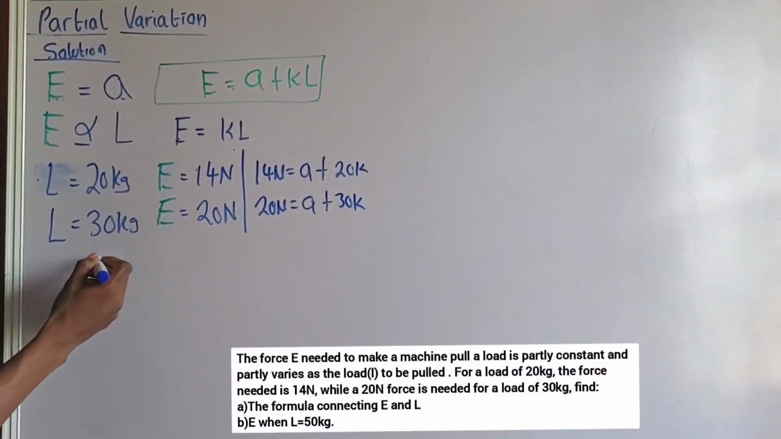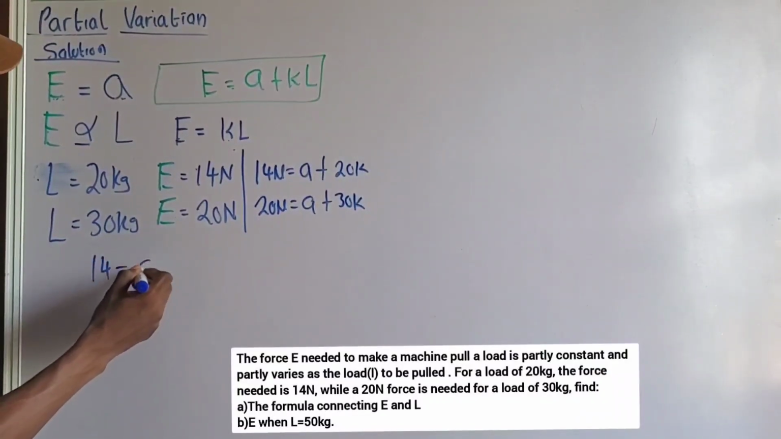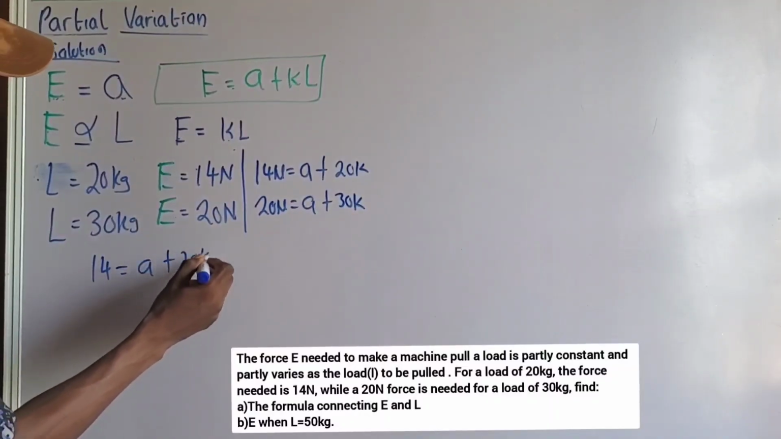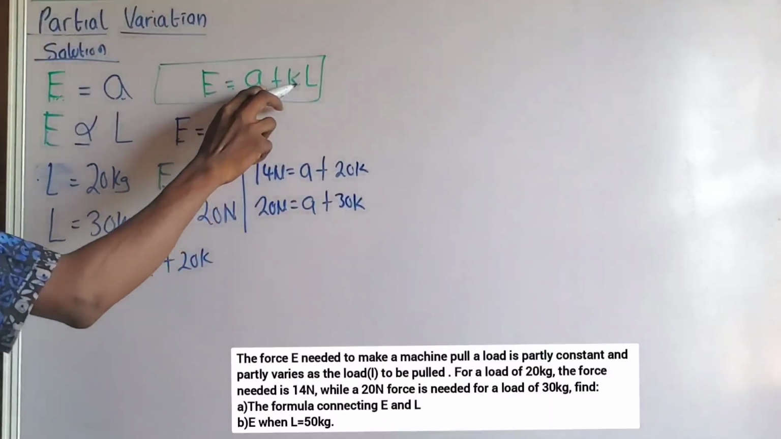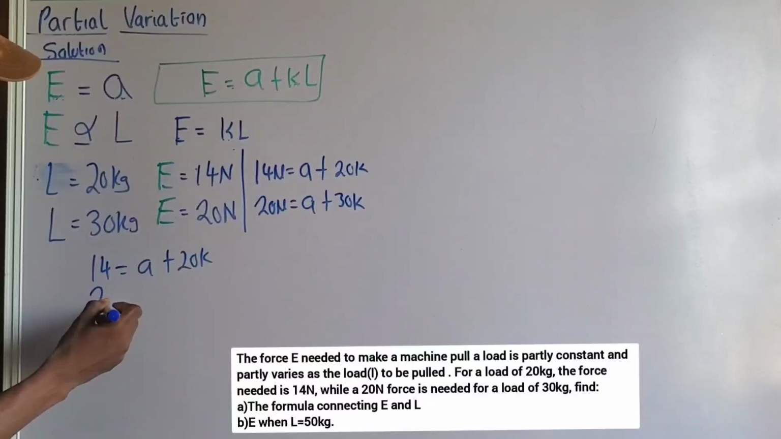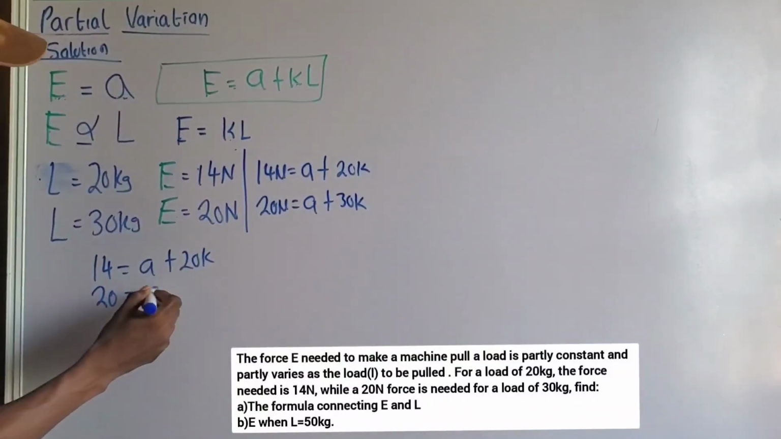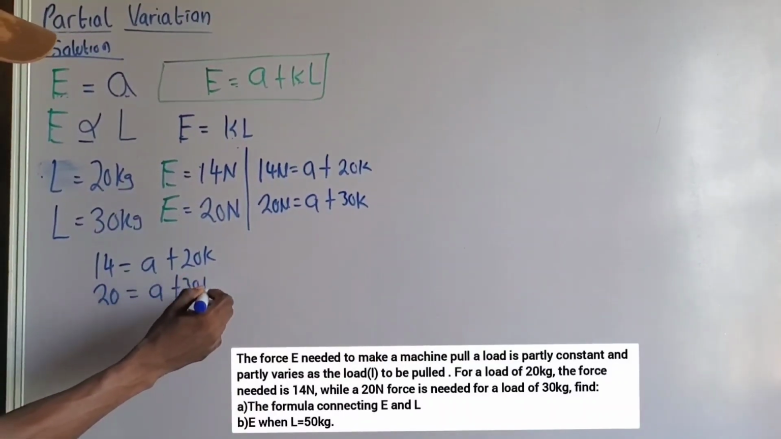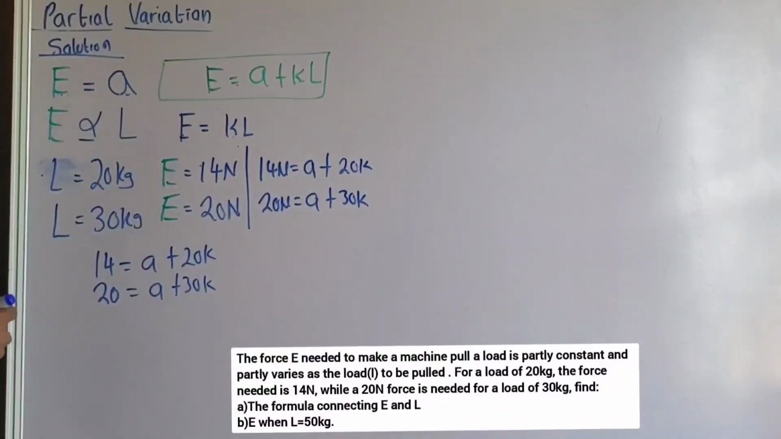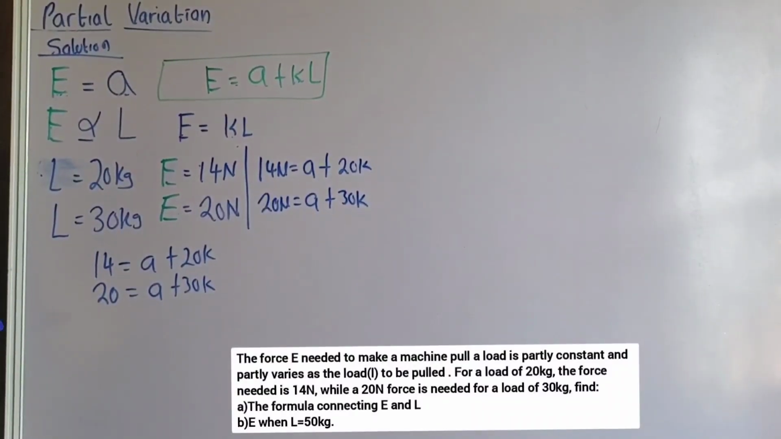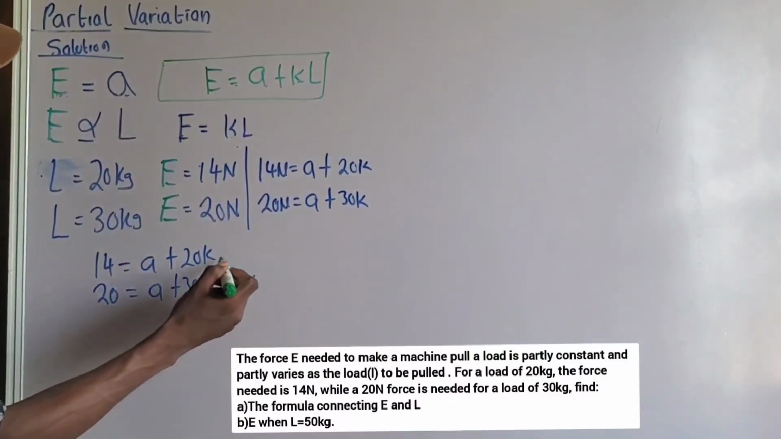I'm going to have 14 equals A plus 20K. This K that you see here is this. Are you getting it? And for the second one, we are going to have 20 equals A plus 30K. Okay, now we can solve these equations simultaneously to get the value of A and K. All you have to do is just subtract equation 2 from equation 1.